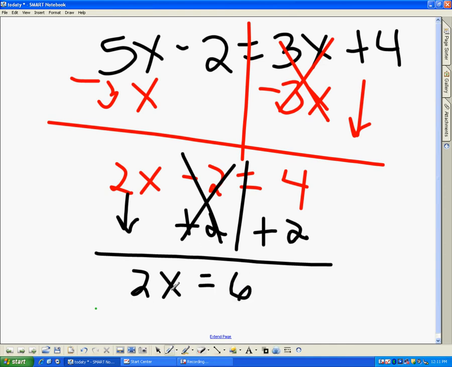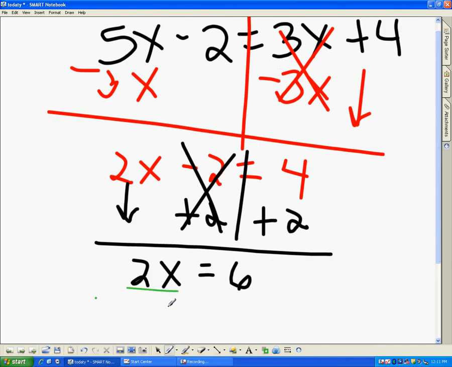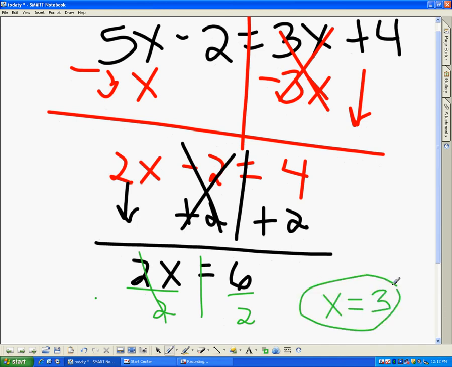Okay, and so now again I need to isolate the variable, so I'm going to divide both sides by 2 so that I can get the x by itself. And x is equal to 3. And again, you want to plug that in here. 5 times 3 is 15. 15 minus 2 is 13, so I got a 13 on this side. 3 times 3 is 9. 9 plus 4 is 13. So I have the same thing on both sides, so I know that I did this correctly.